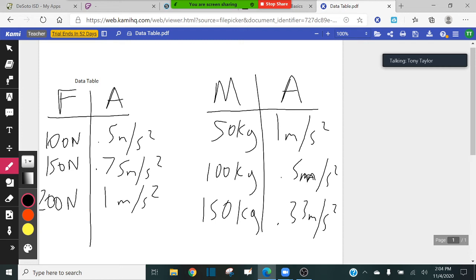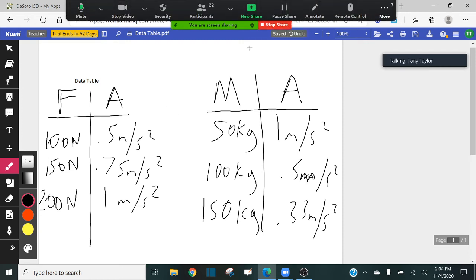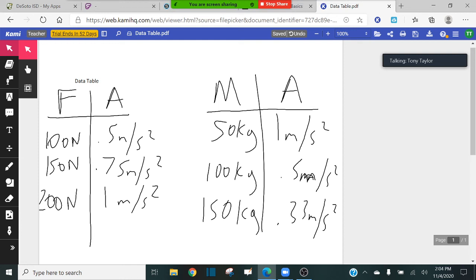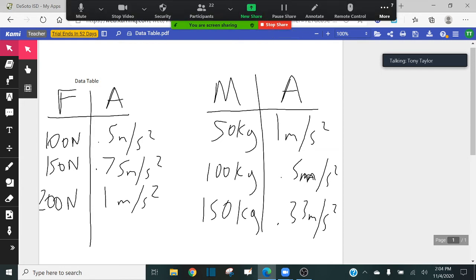So that gives you guys an idea of what you have to do. Again, you cannot use these values here. Everyone has to have their own values. This is your experiment. It's an inquiry-based lab. As you are doing this lab, it is up to you to determine what happens as you change force and as you change mass.